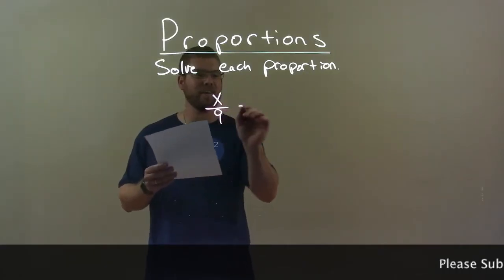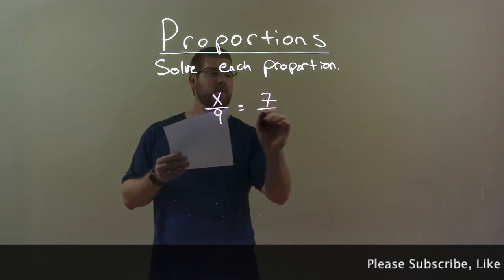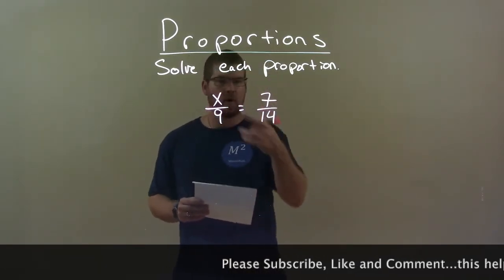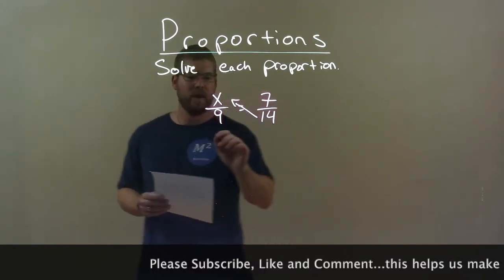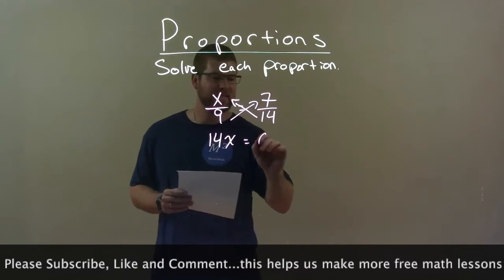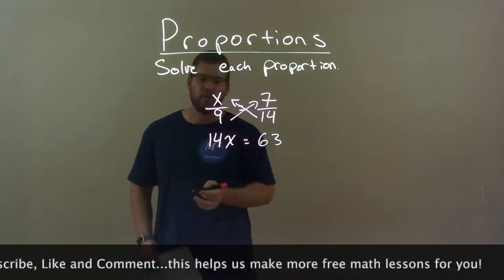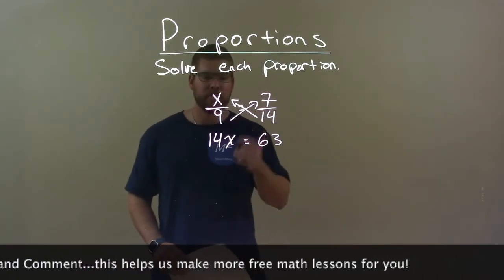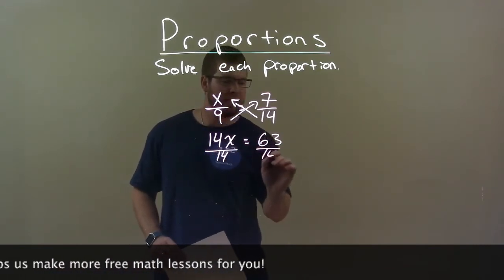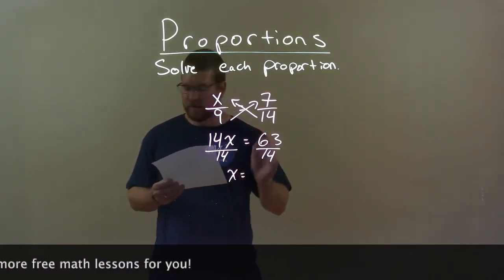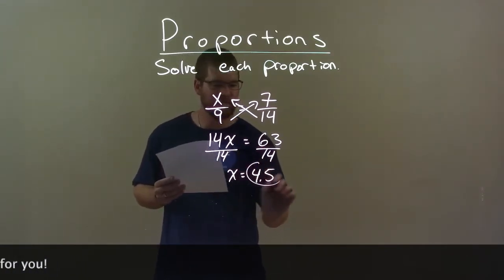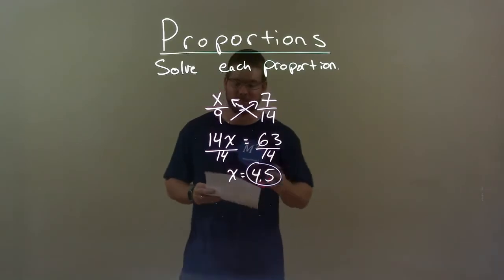x over 9 equals 7 over 14. Okay? What I want to do here is cross multiply. 14 times x is just 14x. 9 times 7 is 63. Now I have 14x equals 63. I need to get x by itself. Divide both sides by 14. Okay? And x equals 63 divided by 14, which is 4.5. And that is our final answer.